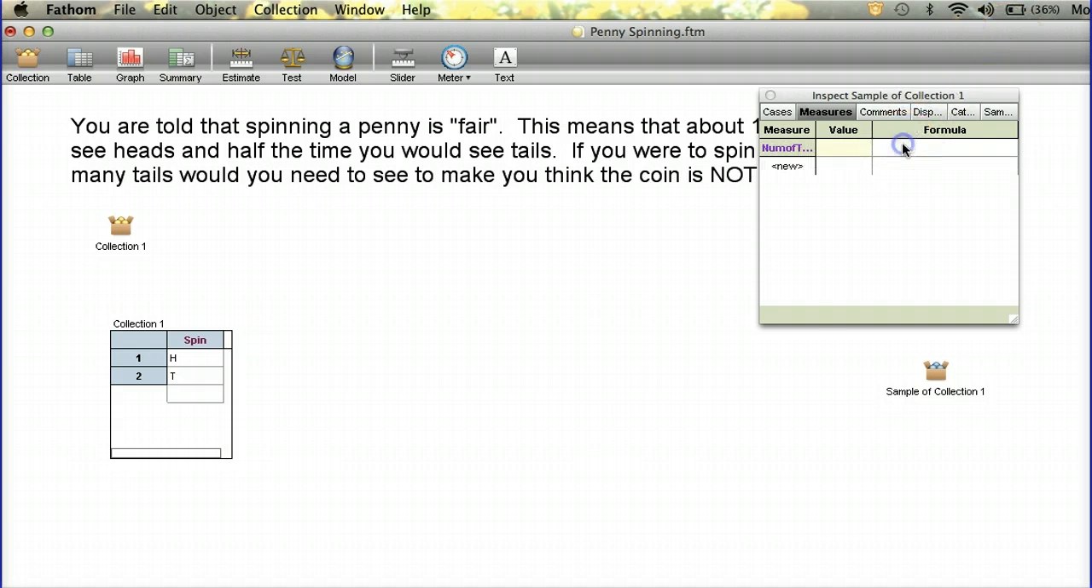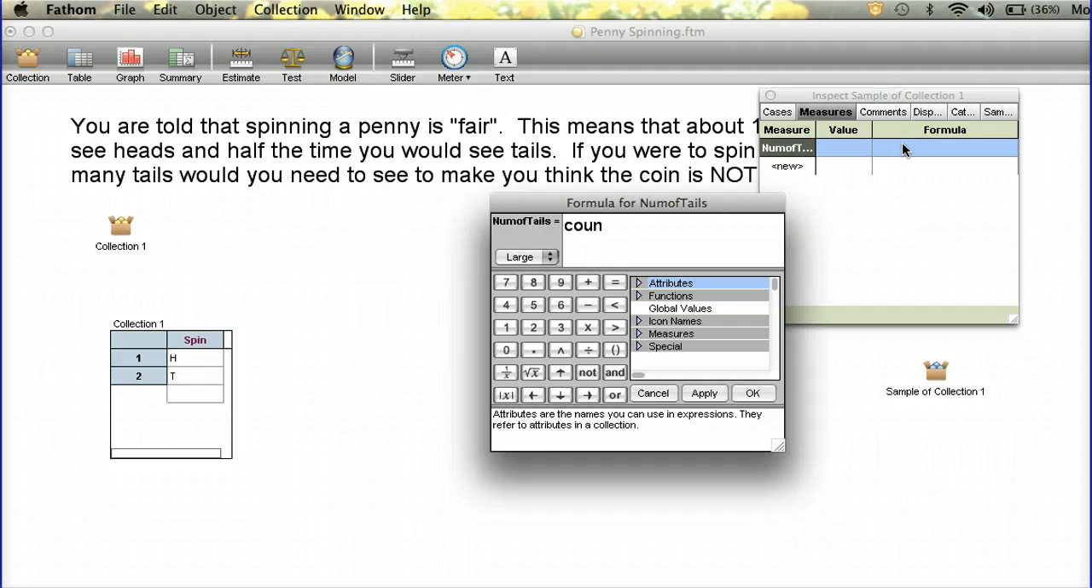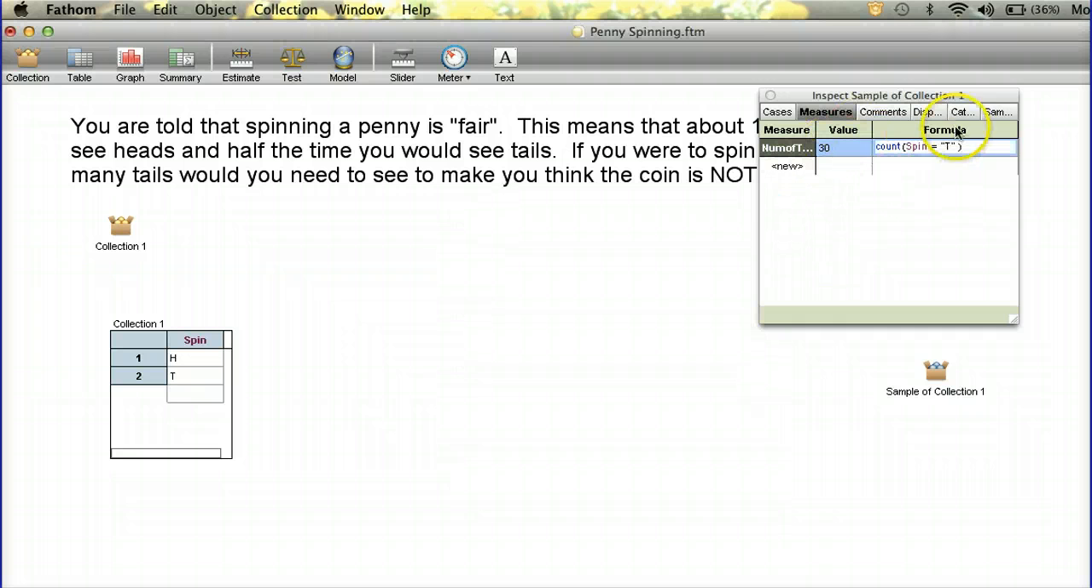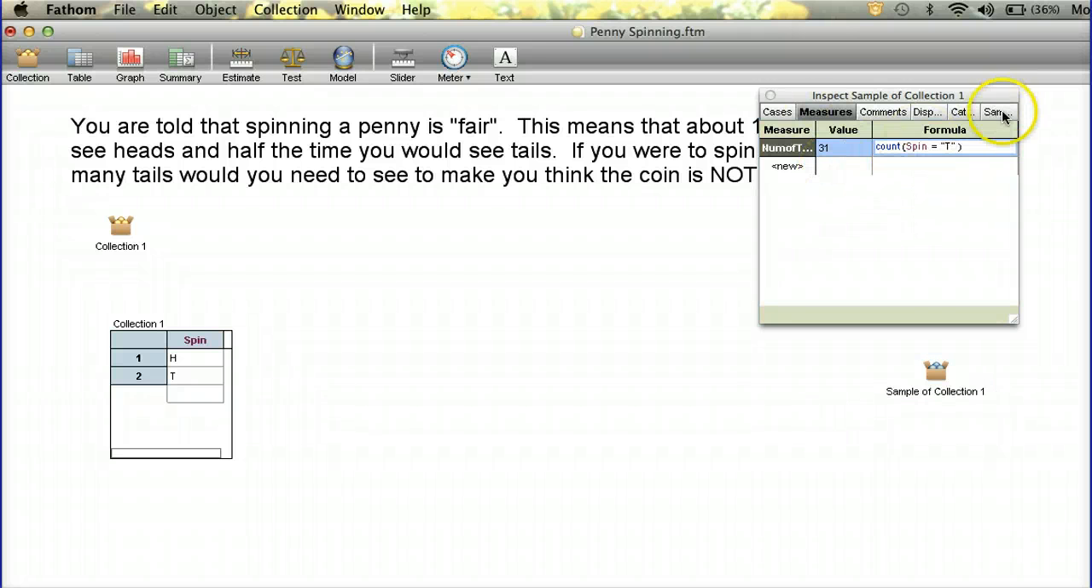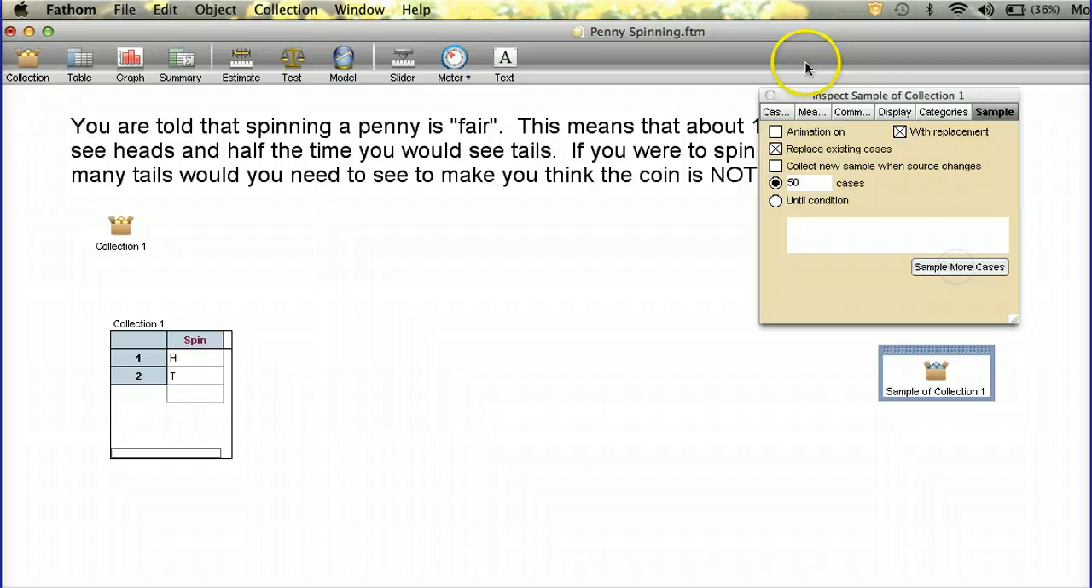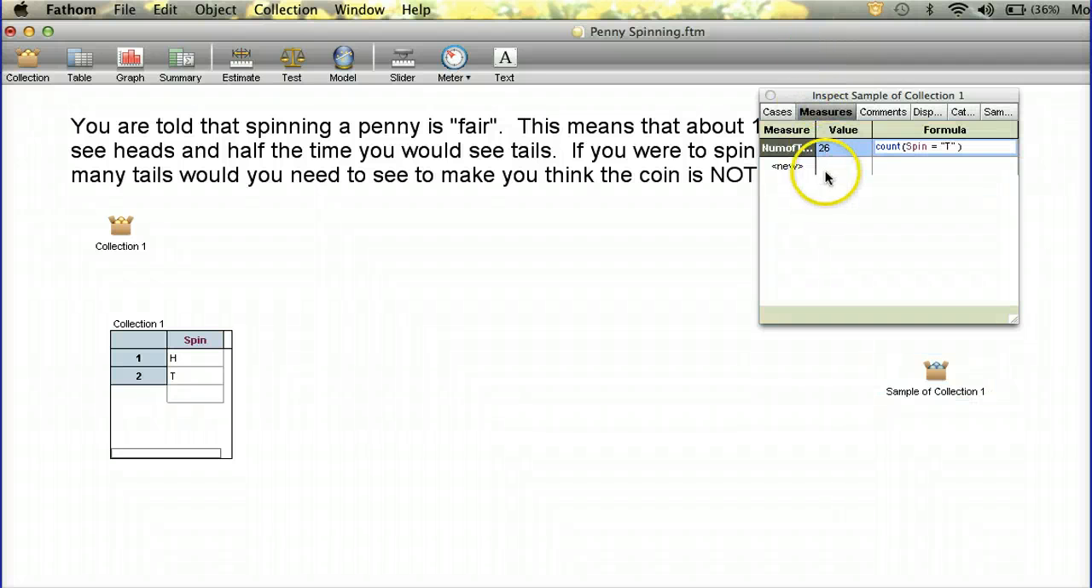So we're going to take a look at a count of the number of tails that we saw in our 50 spins of the coin. So this time we had 30. Let's do that again. And now we have 31. So it's changing. Oh, now we've got 26. So the number of tails is not always 25. It might be 26, it might be 30, it might be 32.